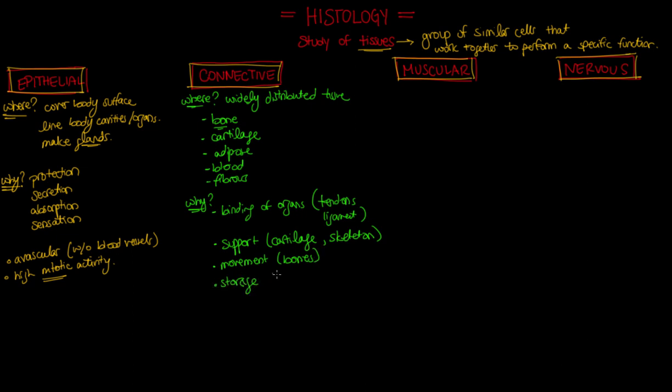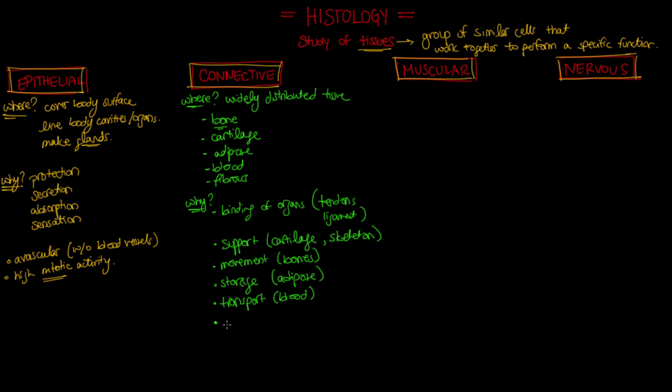Storage, for example, adipose or fatty tissue is a really good fuel reserve. Transport. If you think of your blood, it specializes in transporting all kinds of substances. Not only does it transport oxygen and carbon dioxide, but it also transports hormones, gases, proteins. All of these substances can be transported throughout your blood.